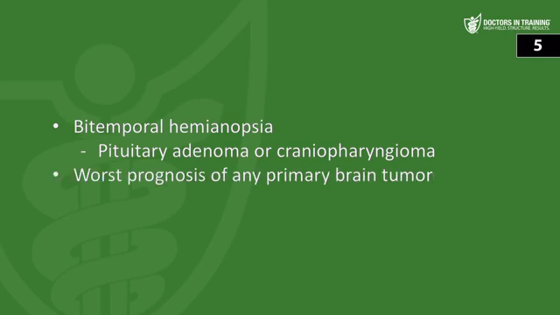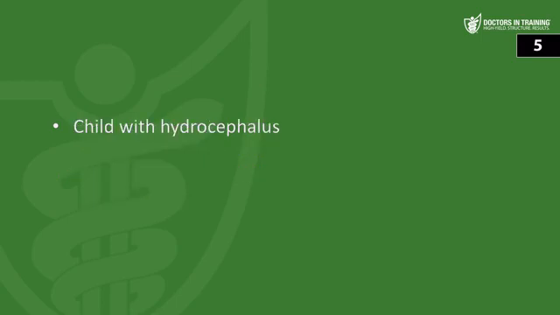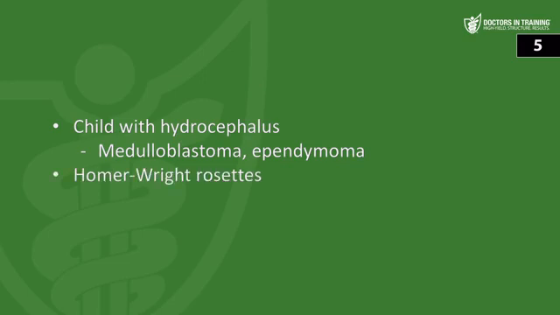Worst prognosis of any primary brain tumor, that's going to be your glioblastoma, a fast-growing tumor with a prognosis of less than 6 months. Child with hydrocephalus, think about medulloblastoma and think about ependymoma. Homer Wright pseudorosettes is going to be the medulloblastoma.